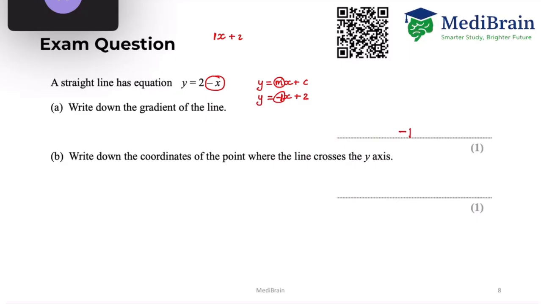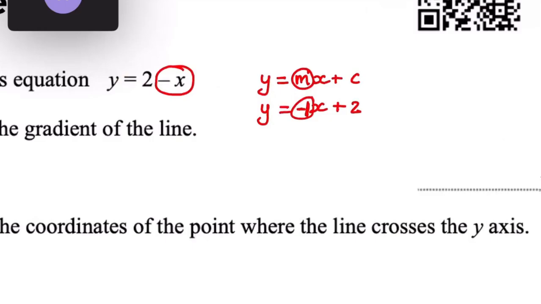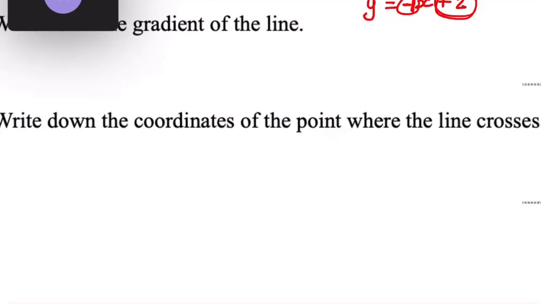Then it says write down the coordinates of the point where the line crosses the y-axis. So it crosses the y-axis when y is 2, because c is the y-intercept and c is 2 over here. So the y-intercept we know is 2.